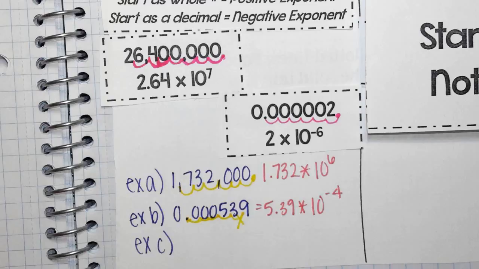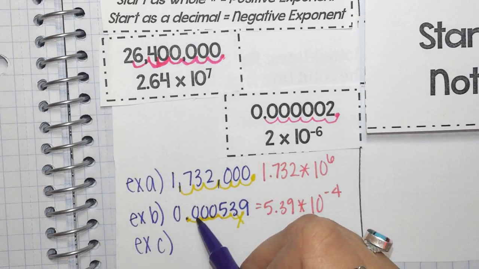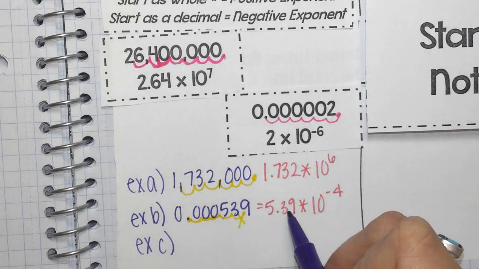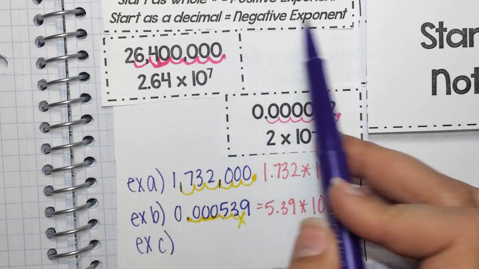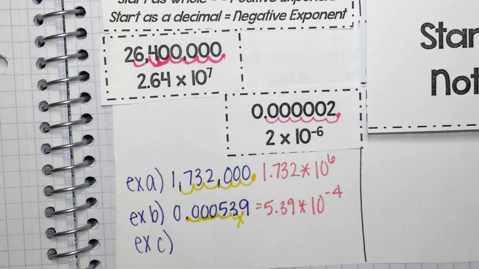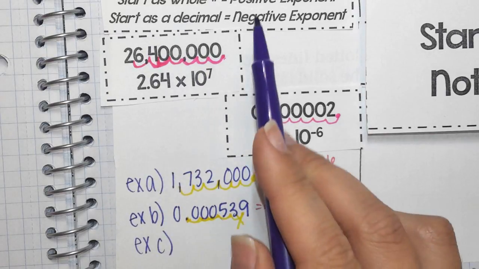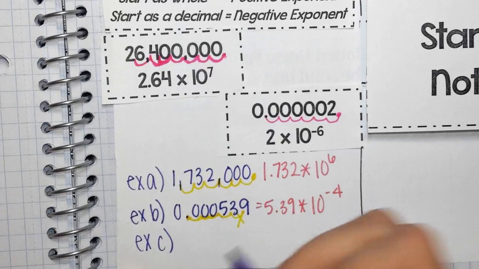So, like you said, when you get 5.39, where did I get 5.39 from? Right here, because we moved the decimal 1, 2, 3, 4 times. So now it's 5.39. And I moved it 4 times and started as a decimal, so it's a negative exponent. So if you start as a decimal, which we did, it's going to have a negative exponent. All right.